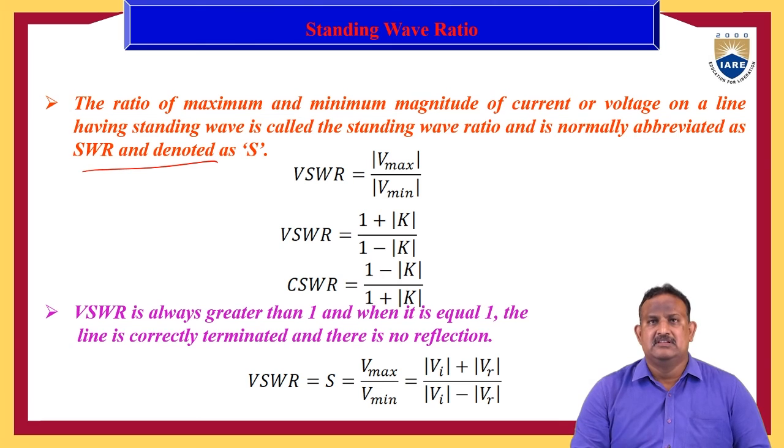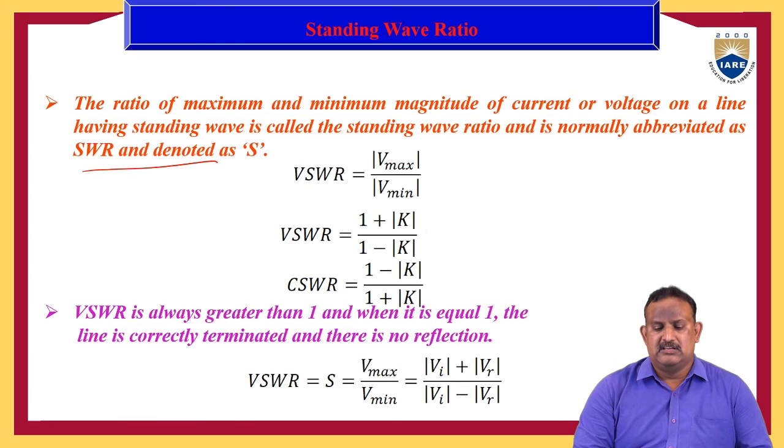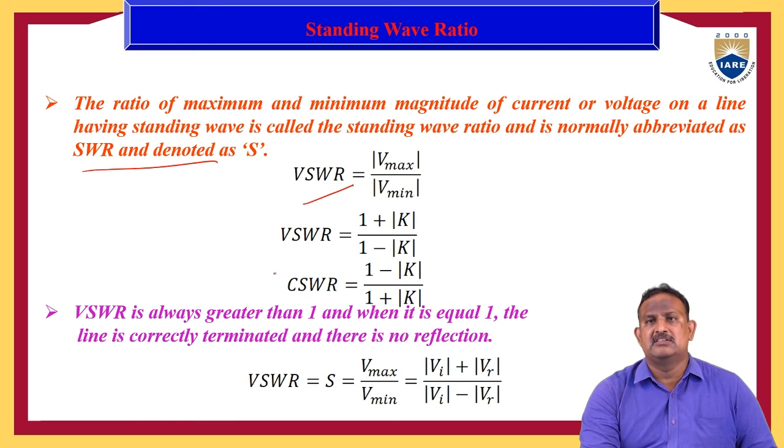I repeat the definition: the ratio of maximum and minimum magnitude of current or voltage on a line having standing wave is called the standing wave ratio, and normally it is denoted as SWR. SWR is of different types. We can define the voltage standing wave ratio and current standing wave ratio.